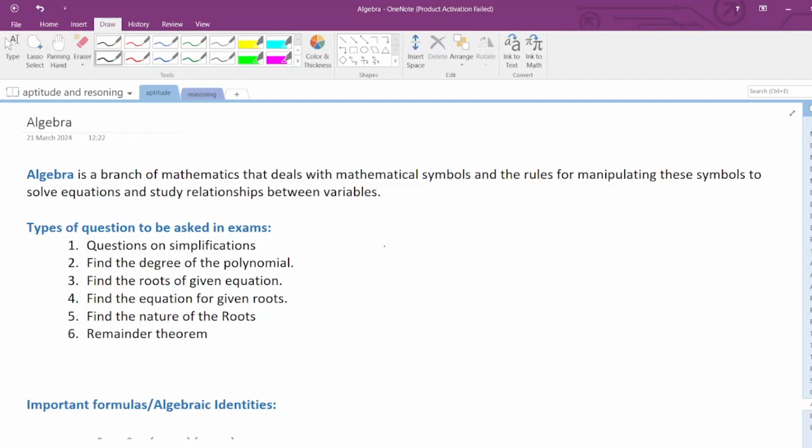Now, moving to what is algebra. So what is algebra actually? It is a branch of mathematics that deals with mathematical symbols and the rules for manipulating these symbols to solve equations and study relationships between variables. Okay, let me explain with an example. It is a branch of mathematics.